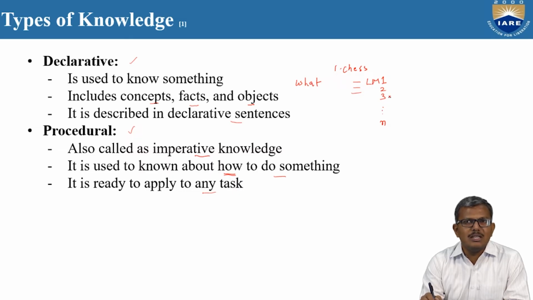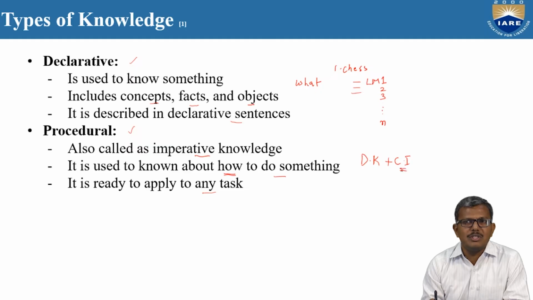That's it. But the declarative representation is not going to talk about how these legal moves can be applied, means at what particular situation what kind of legal move needs to be applied. That information we are not going to see in declarative knowledge. But when it comes to procedural, it will not be like that. We can simply say that procedural is nothing but inclusion of the declarative knowledge as well as the control information.